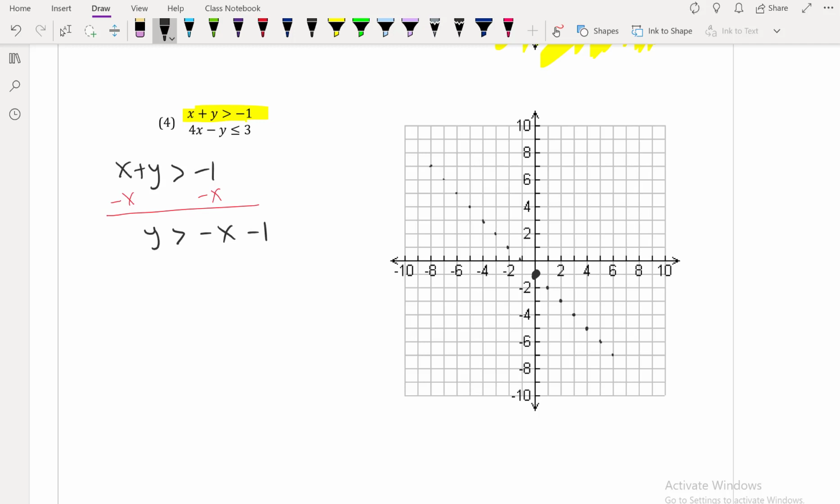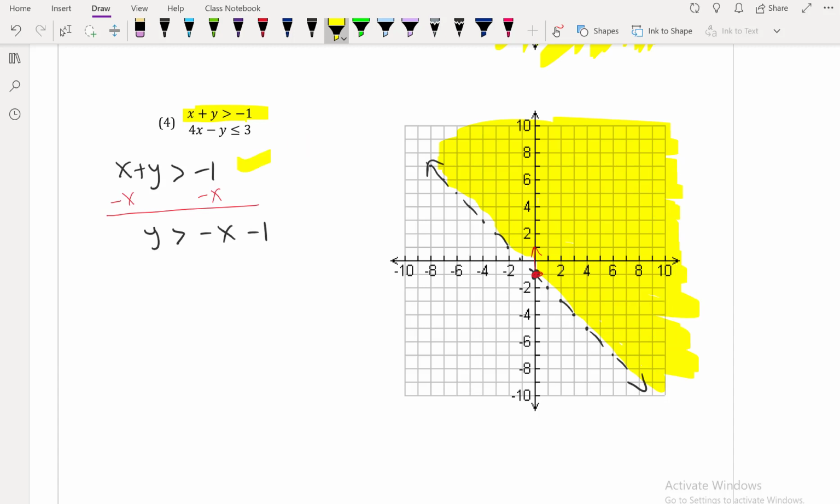And this is a broken or dashed line because there's no or equal to, right? There's no line underneath it. And this is saying y is greater than. So if I'm looking at the y-intercept right here, what are all the y values that are bigger, that are greater? That's above. So I'm going to be shading all of this area. This would be above the line. So you always want to keep it in reference to that y-intercept, if possible.